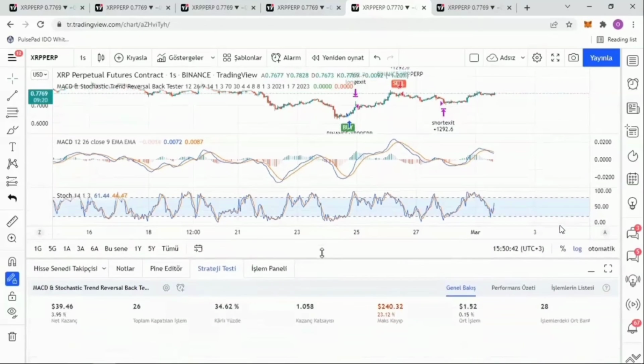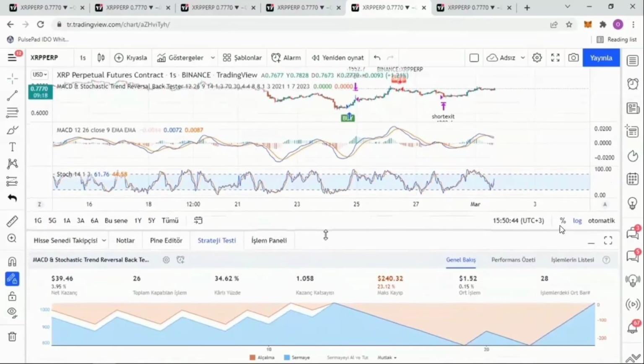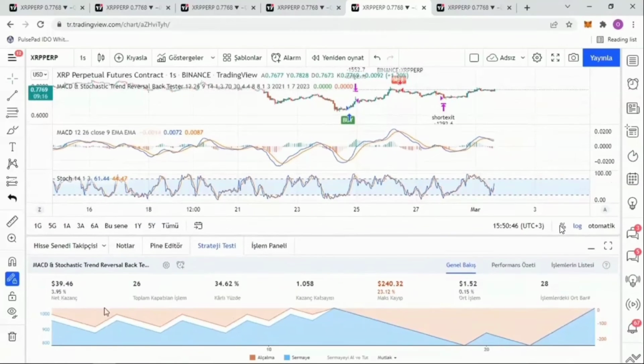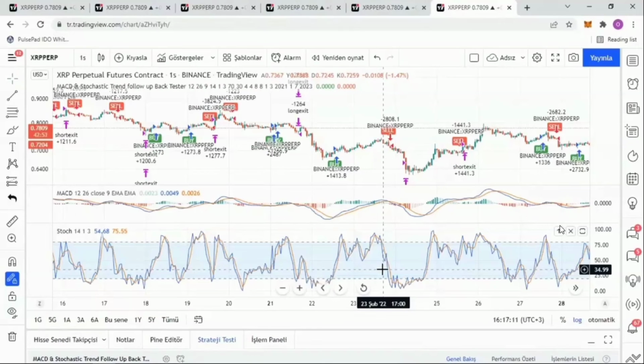Now let's check the results. As you can see here, there is no profit. You can see that the strategy, which is explained on YouTube channels very frequently with very high profit claims, is just a sugar coated dream. Okay, let's go to the last strategy that we will test today.